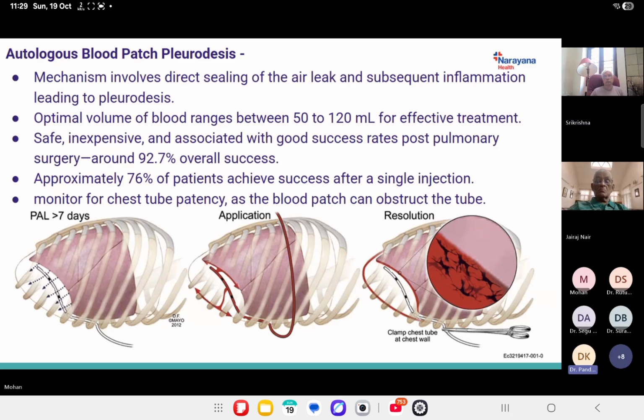Around 92.7% overall success, but there is increased risk of infection. Approximately 76% of the patients achieve success after a single injection. Monitor for chest tube patency, as after giving the blood, it may clot in the tube and then it may block the tube.